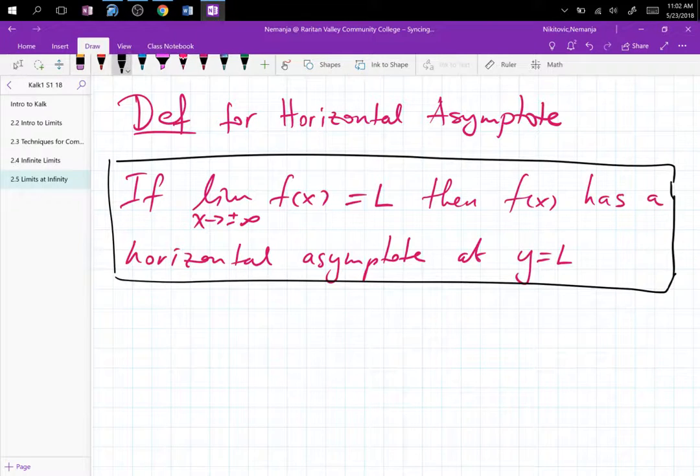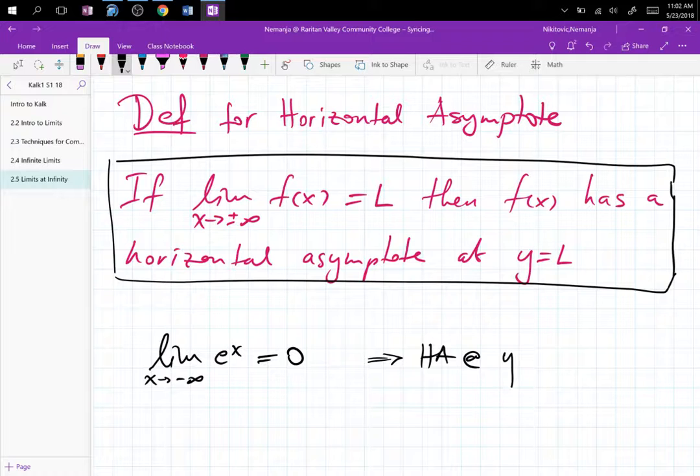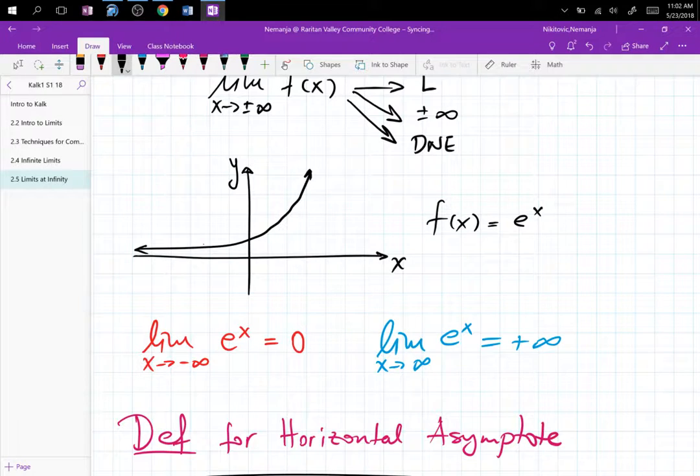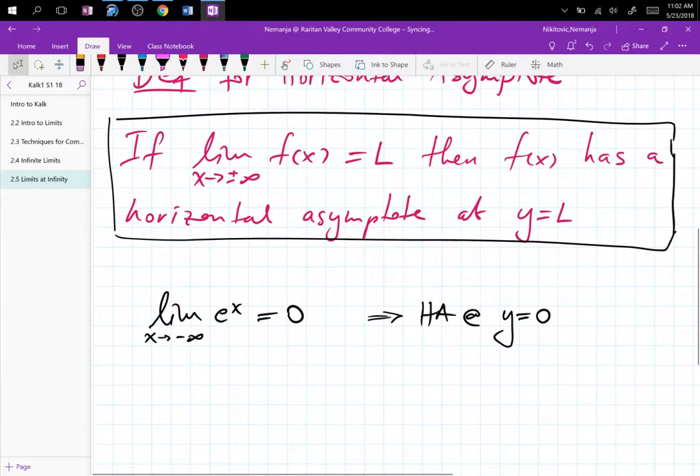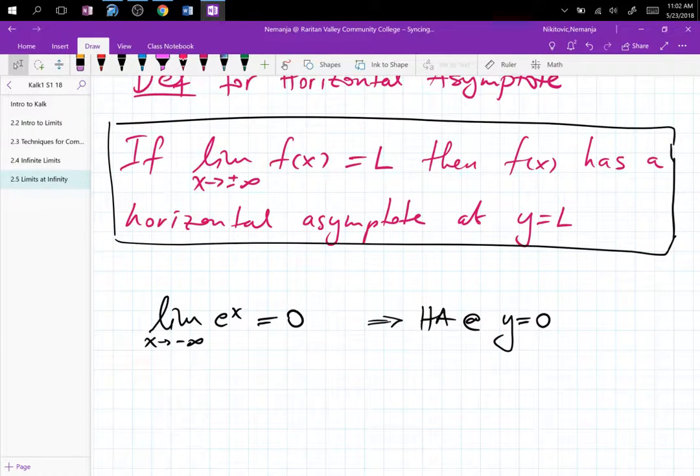Since we determined earlier that the limit as x goes to negative infinity of e to the x is equal to 0, we have the horizontal asymptote at y equals 0. And we can see it. There is a horizontal asymptote on the x-axis. So that's it. There is nothing else in terms of the horizontal asymptote. You have the definition, and now you just apply it.